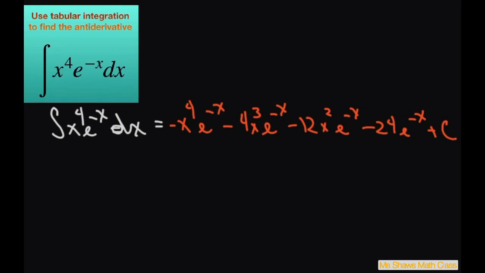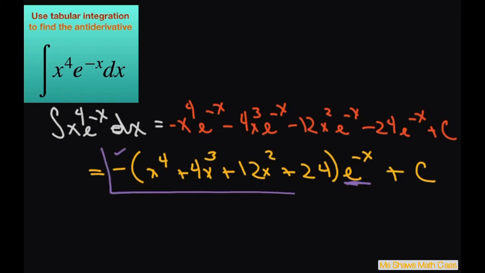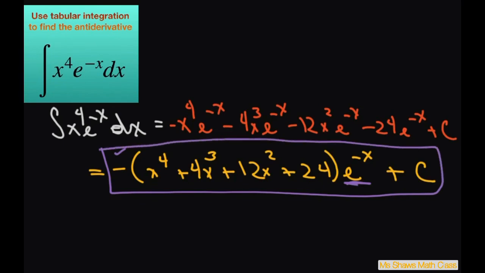All right. Now, with all these negatives, I think it'd be best to pull out the negative, and that's going to give us negative x to the fourth plus 4x cubed plus 12x squared plus 24, and then write e to the negative x on this side, or you can move it in the front, plus c. So this e to the negative x, you could write it there if you want. But this would be your final answer. It looks nice this way.